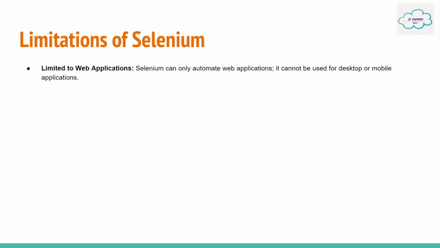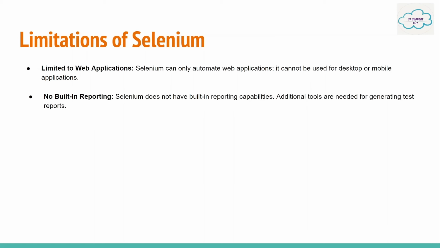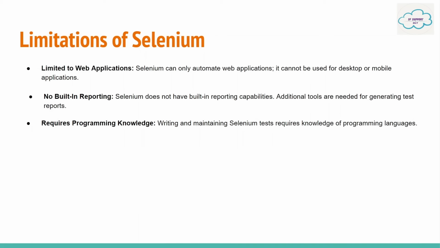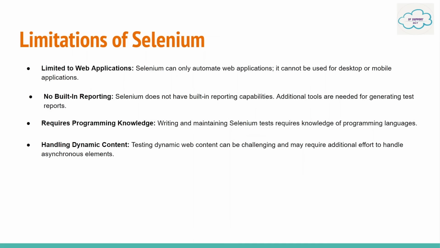Limitations of Selenium. Selenium can only automate web applications. It cannot be used for desktop or mobile applications. Selenium does not have built-in reporting capabilities. Additional tools are required such as Allure and Extent Report that we saw in the previous slide. Writing and maintaining Selenium tests requires knowledge of programming languages such as Java and Python. If you know these programming languages really well, that will be really useful for your automated testing career.